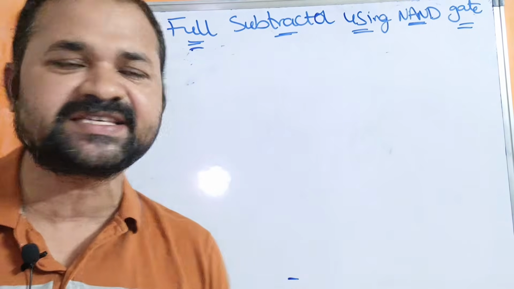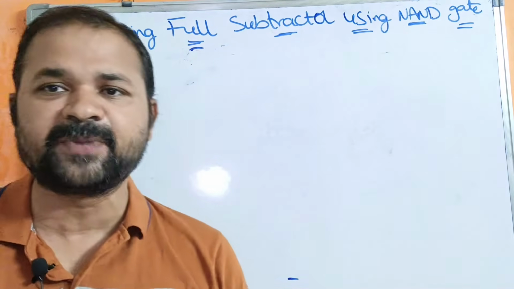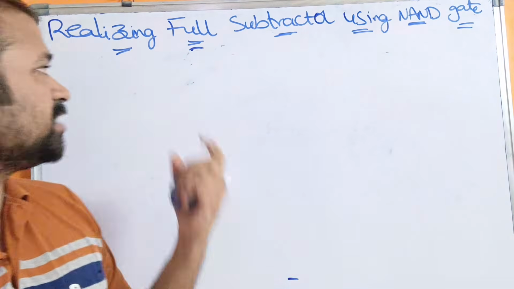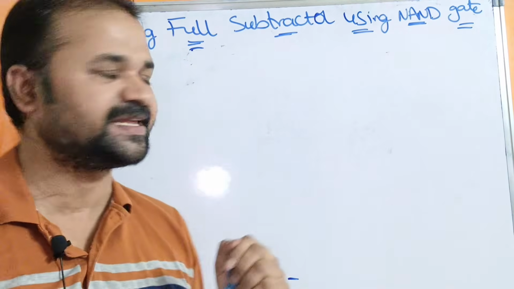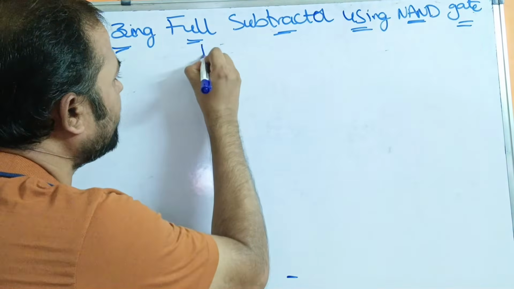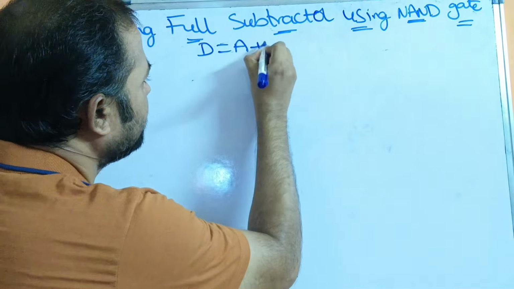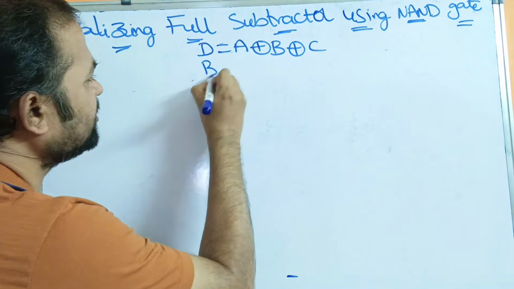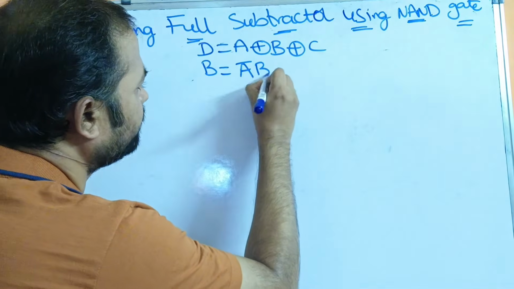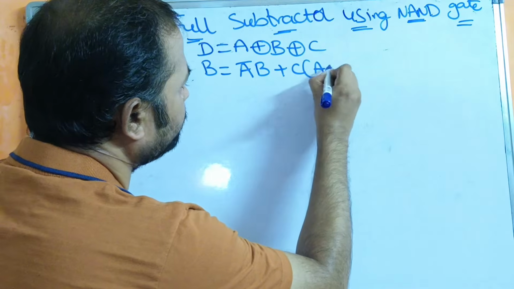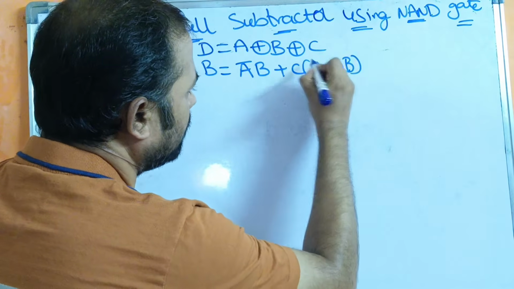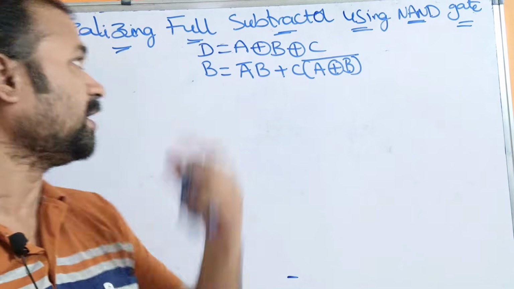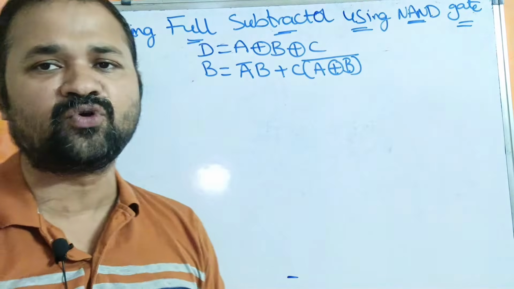Now let us discuss realizing or implementing a full subtractor using NAND gates. We know the expressions for the full subtractor. The difference is equal to A exclusive or B exclusive or C, whereas borrow is equal to A bar B plus C into A exclusive or B bar. So these two are the formulas. Now we have to implement the full subtractor with the help of only NAND gates.